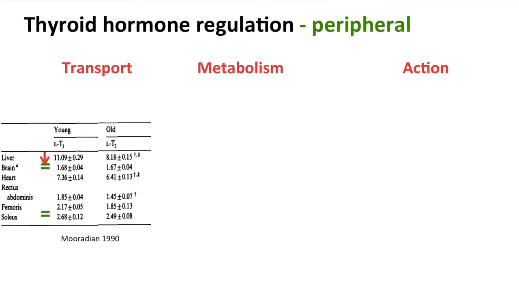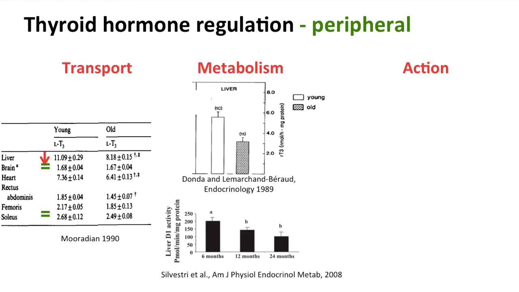So in a study performed by Dr. Moradian, in old versus young rats, when they were injected with T3, uptake of T3 in some skeletal muscle and in brain was not different, while however in the liver T3 uptake was reduced. A couple of studies have addressed what happens with D1 activity in the liver. And as you see in the different studies, the type 1 deiodinase activity decreases in older animals.